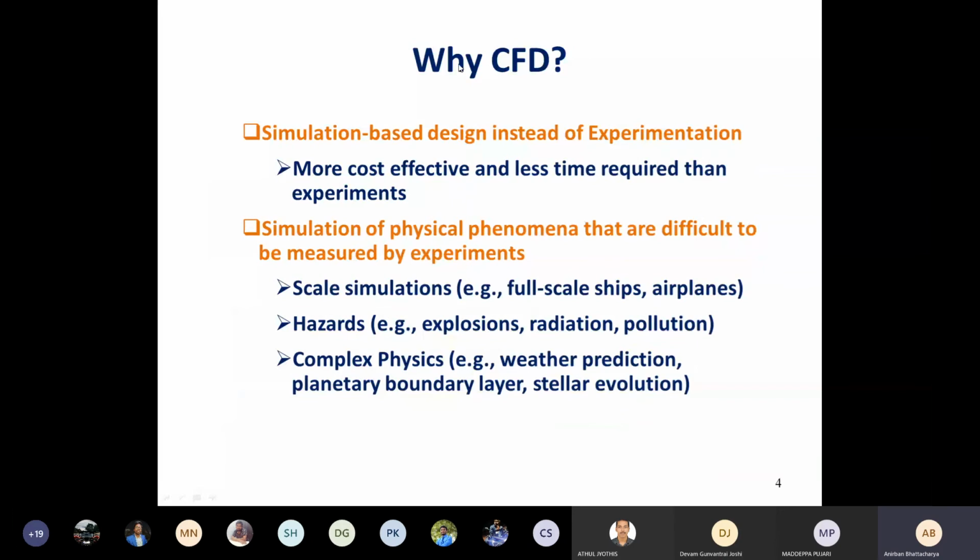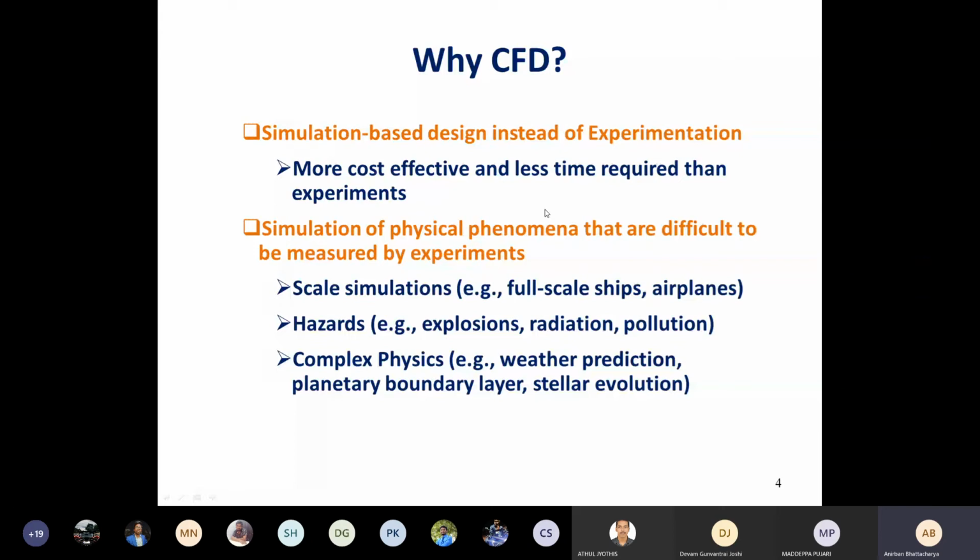Why CFD? We have already gone through it. Instead of experiments, we can simulate the entire experimental process numerically. For example, for flow over a Formula One car, we can do the same experiment using a computer. It is more cost effective and less time consuming. There is no guarantee that it will be less time consuming, but in most cases it will be. There are some CFD problems which take months to run.